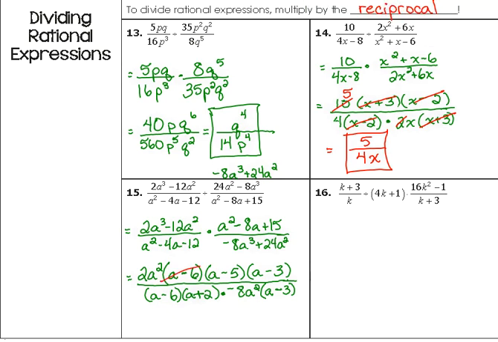All right, time to cancel. A minus 6, top and bottom. A minus 3, top and bottom. A squared, top and bottom. 2 over negative 8 leaves me with negative 4 in the denominator.